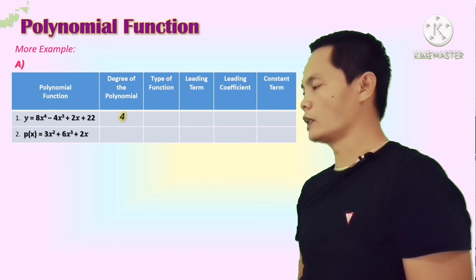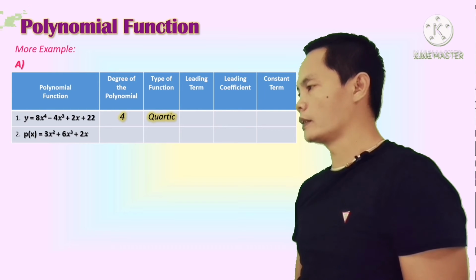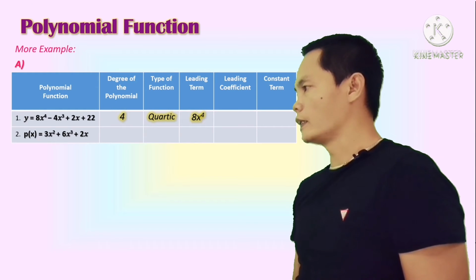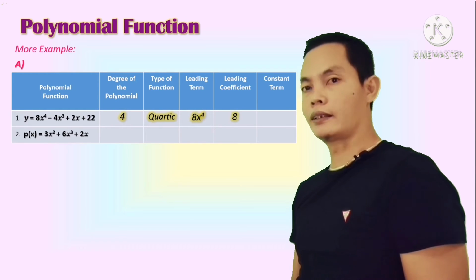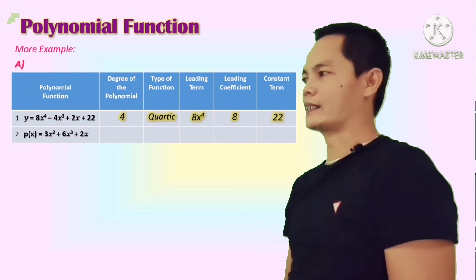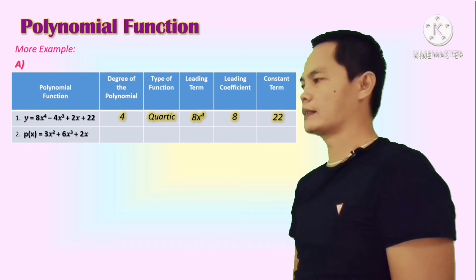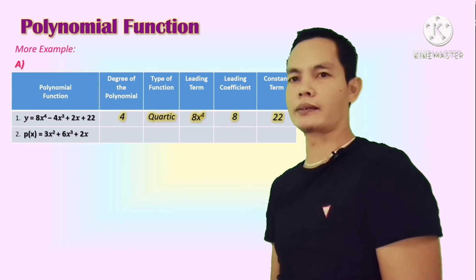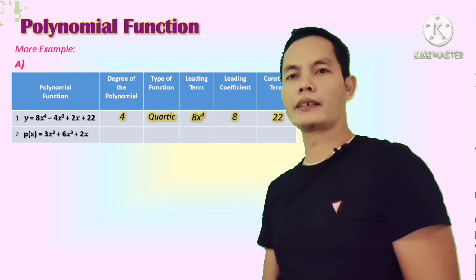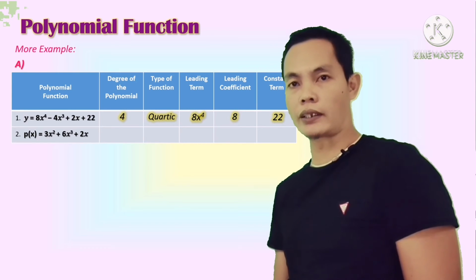The type of function here is a quartic function. The leading term here is 8x to the fourth power. The leading coefficient is 8 and the constant term is 22. Example number 2. P of x equals 3x squared plus 6x cubed plus 2x. In this example, we are going to rearrange from the highest degree to the lowest, or possibly to the constant term.